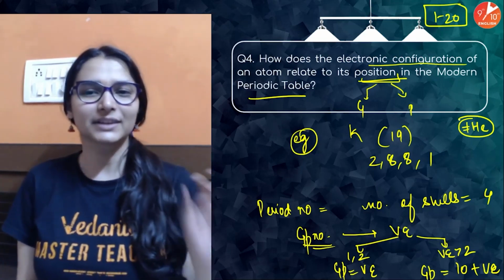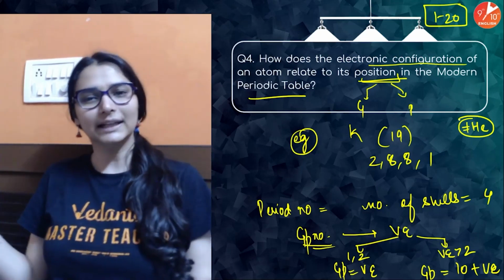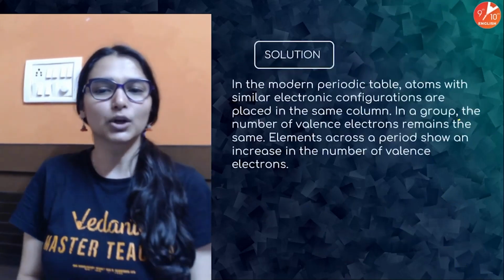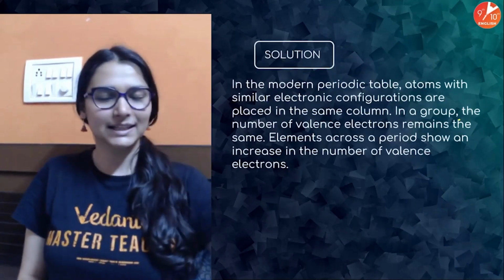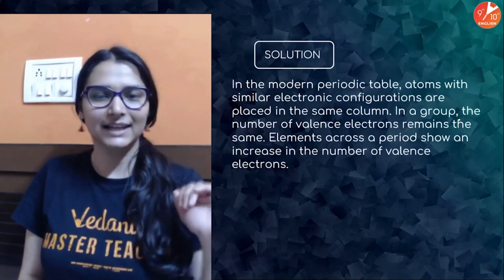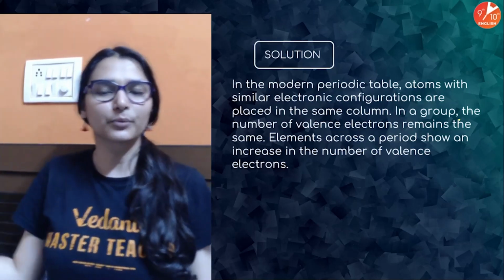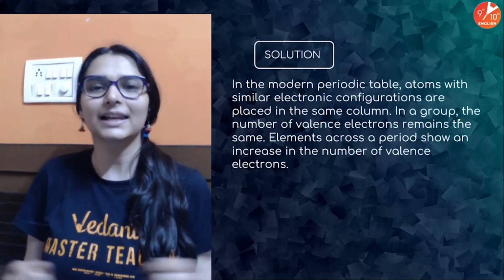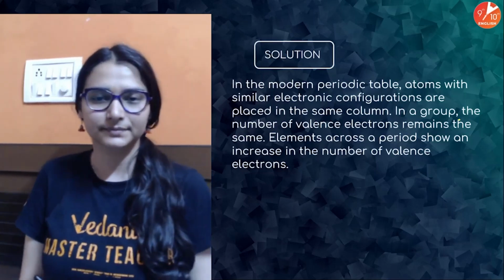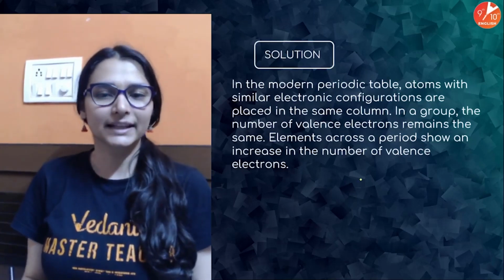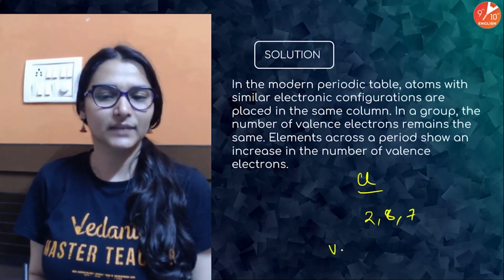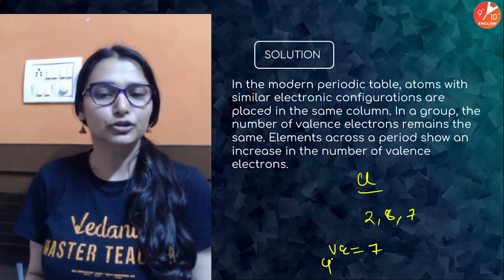Position of elements with the help of configuration for the first 20 elements. Period number is equal to the number of shells. For group number we will go with the valence electrons. If valence electrons are 1 or 2, group number is equal to the valence electrons. You will add 10 to the valence electrons if valence electrons are more than 2. You can do it. Like, find the group of chlorine. Chlorine has configuration 2, 8, 7. It has 7 valence electrons. So for the group number I will add 7 and 10.